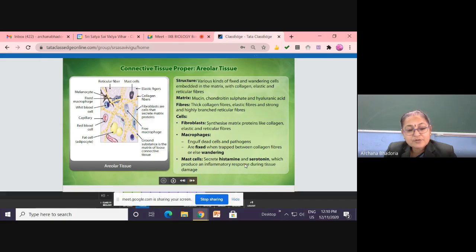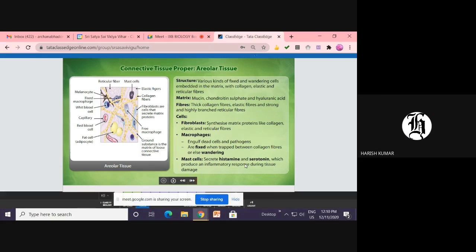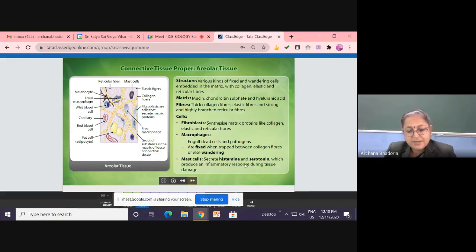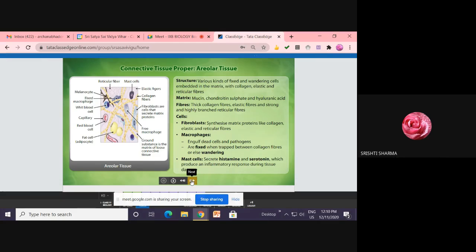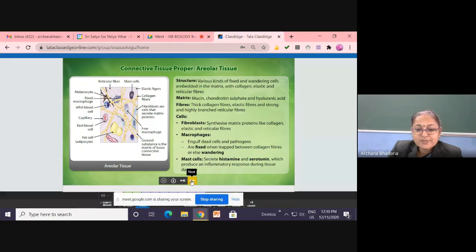So sometimes the itching is there, rashes may be there, blisters may be there. These are all called inflammatory responses. And these inflammatory responses are produced by the secretions. Which secretions? Histamine and serotonin. Noted, everyone? Yes, ma'am. Okay, now areolar tissue is complete.